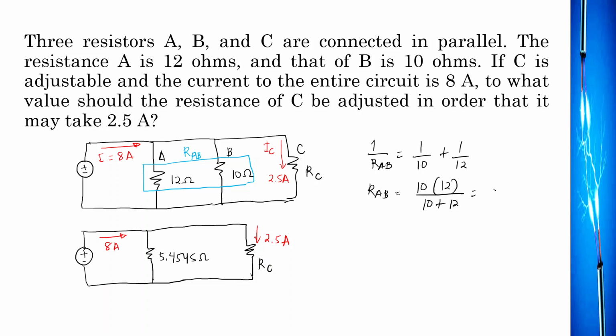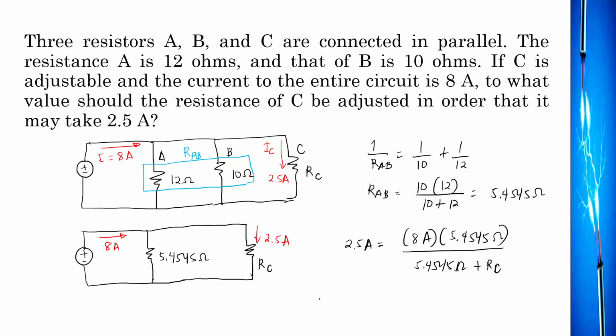Kaya naging 5.4545 ohms. Ayan. Ngayon, gamitan natin siya ng current divider, wherein ang total current natin at ang current ay 2.5 amperes. So, 2.5, tapos yung total current, imbis na i-multiply ko siya sa RC, dahil nga itong 2.5 amperes na to ay current ni RC, so ilalagay ko dito ay yung 5.4545 ohms. Tapos dito, ayan, plus RC. Ayan, solving for that equation.